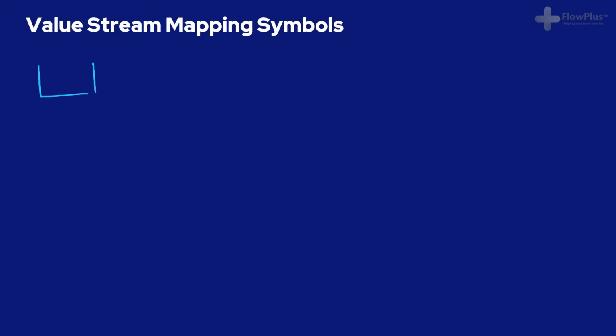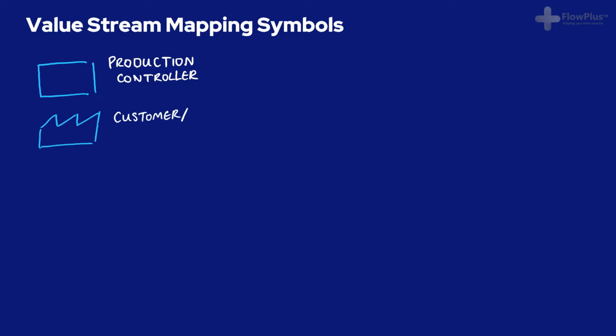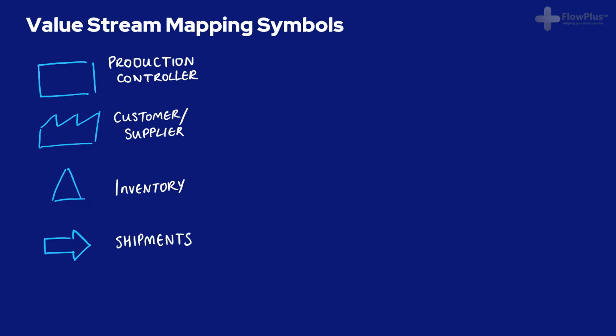Firstly, you have the production controller. This is represented by a rectangle and is the central production scheduling or control department or person. Next you have the customer and supplier, represented by a little factory-looking shape. This is usually the starting and ending point of the material and information flow. Then you have inventory, represented by a triangle, with the size of inventory written either in or below the triangle. Next you have shipments. These are used to represent material flow from, into or out of a system, i.e. from the supplier or to the customer.